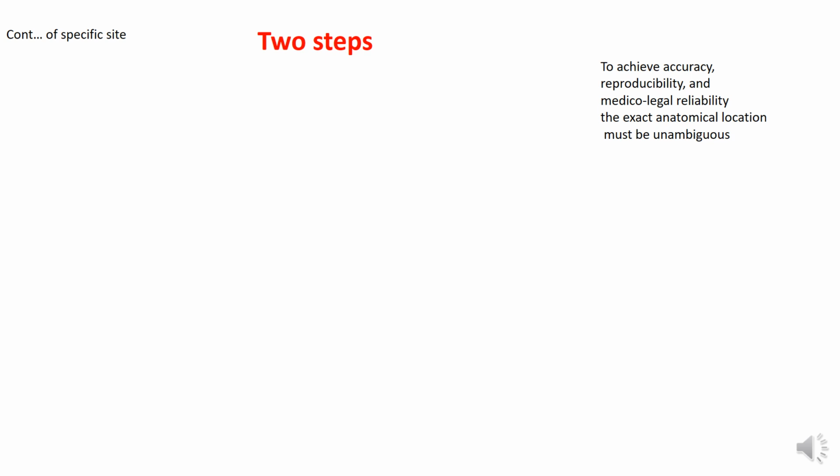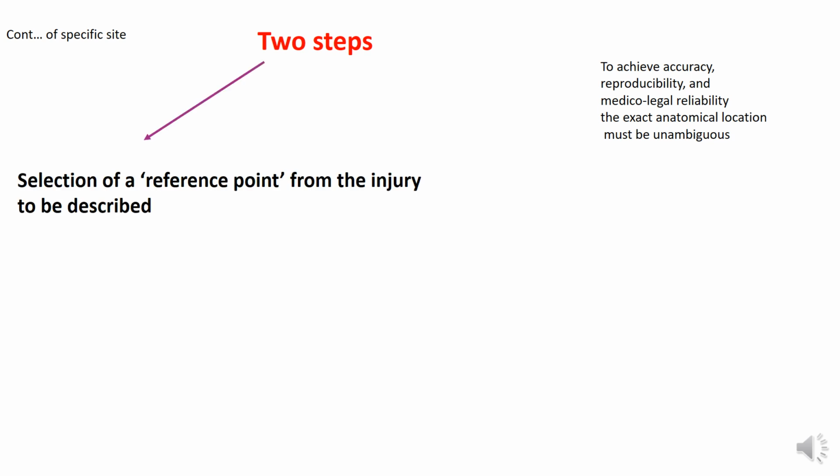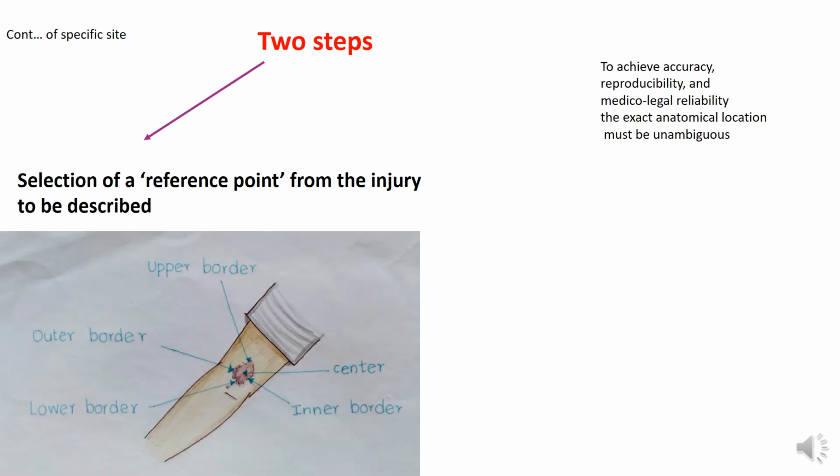How to tell the specific site? There are two steps that you have to follow. The first step is to select a reference point from the injury that is to be described. Simple, right? If this is the injury that you want to describe, you have to select a reference point that is to be fixed. So what are the points? It could be the center, the upper border, outer border, lower border, or inner border. Now I am going to select the center.